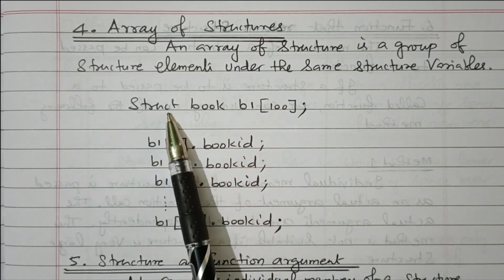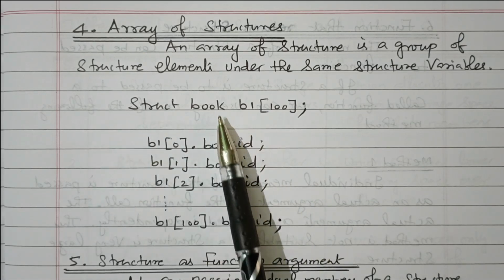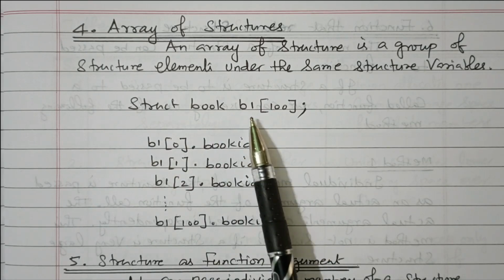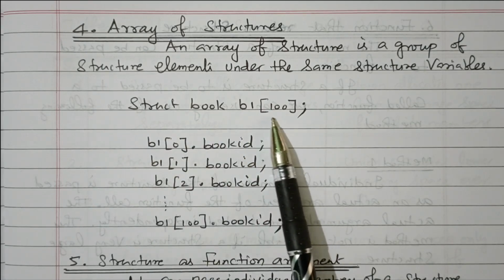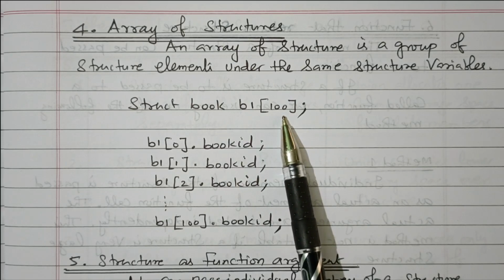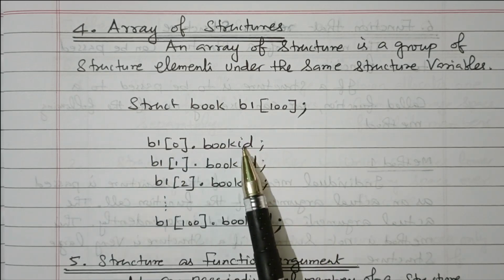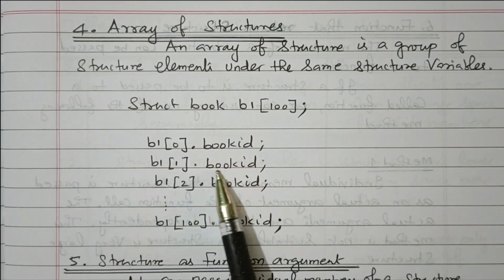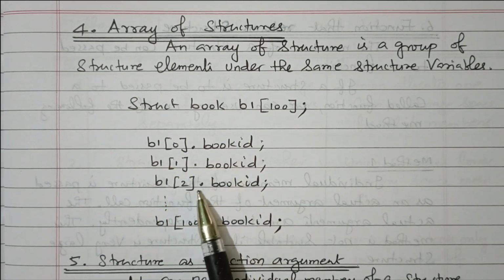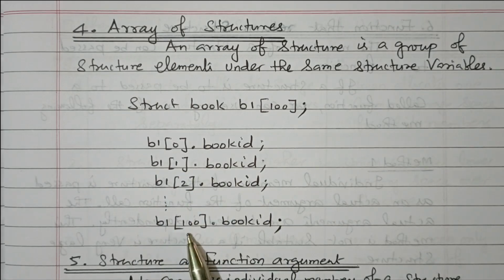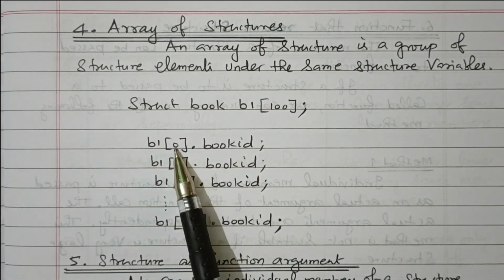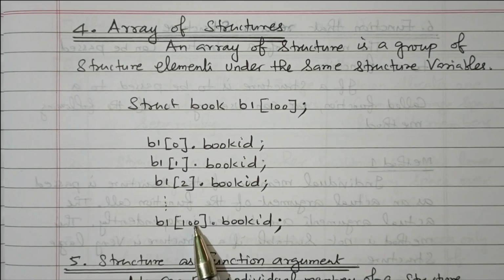So the keyword is struct, the structure name is book, and the variable name is b1 with 100 elements as a single dimensional array. Then how to access this? b1[0].book_id, b1[1].book_id, b1[2].book_id. Similarly we can go up to b1[99], because it starts with 0, dot book_id. Earlier we referred to b1.book_id, b2.book_id, b3.book_id.